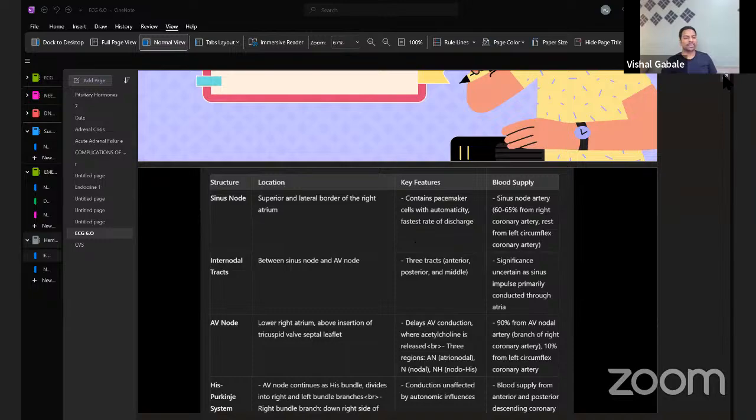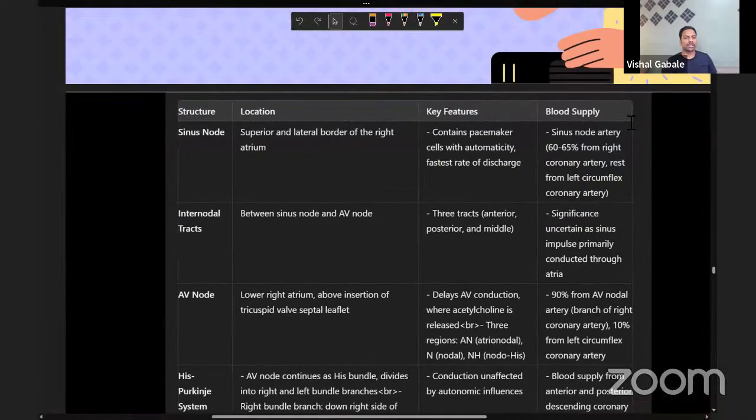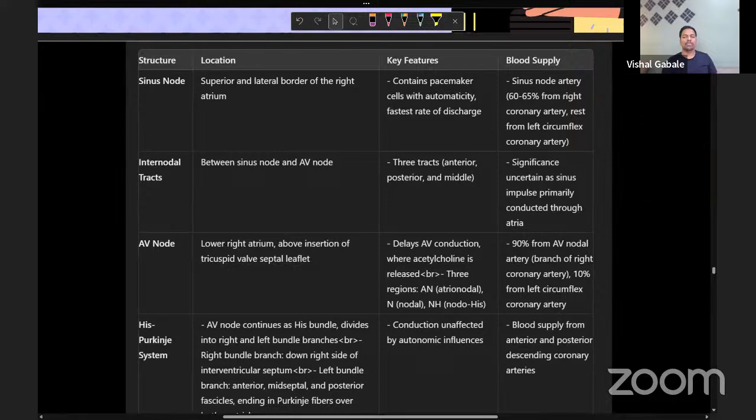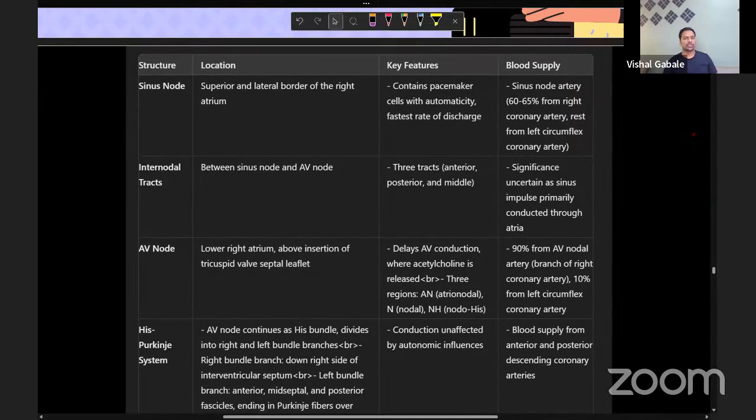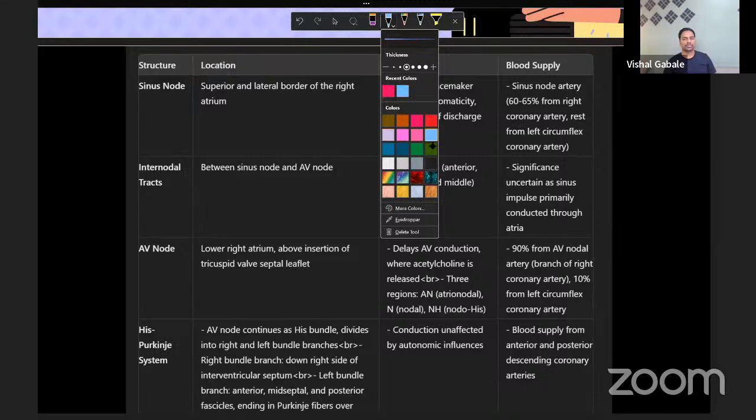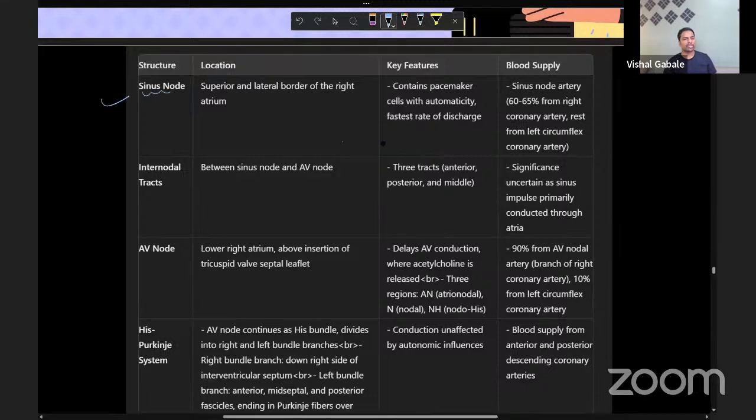Okay, so bradycardia is very easy to understand. But before that, let's quickly understand what the pacemaker cells in the heart are. First of all, we have the AV node, isn't it? So we have the sinus node, then the internodal tracts, then the AV node. I've already drawn that diagram almost 100 times.